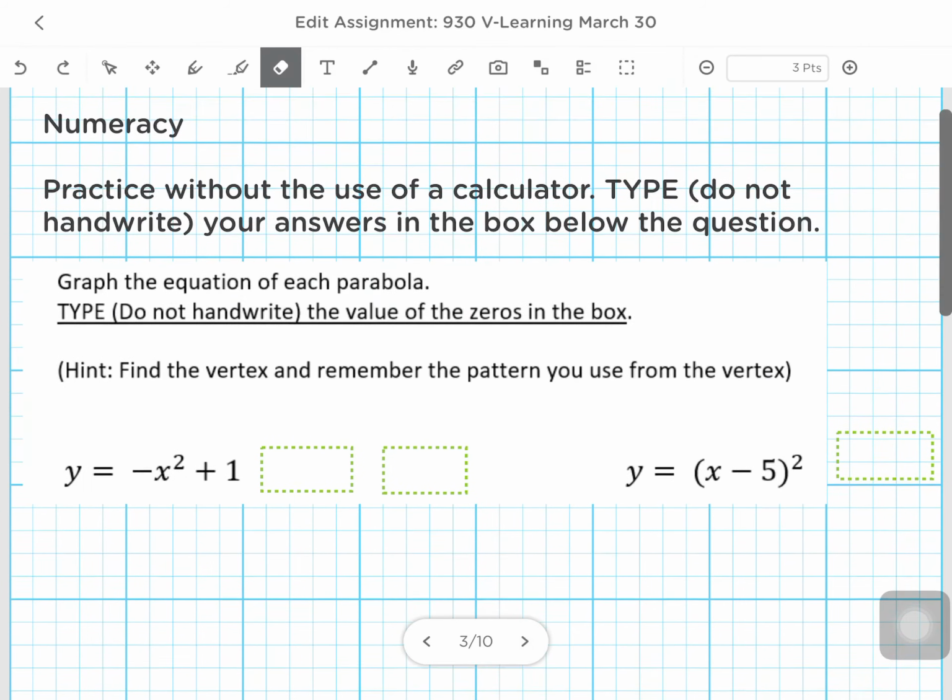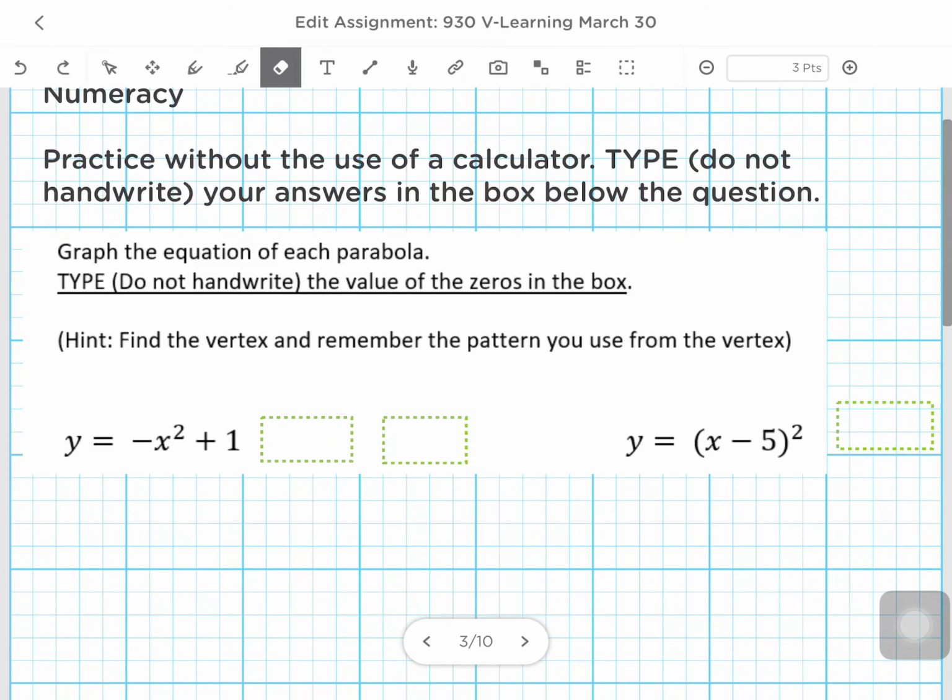So what I'm going to ask you to do is start with this numeracy, and we're going to do one of these together, and then I'm going to have you do the other one on your own. But I want you to try to remember how to graph a parabola, because this is going to lead us into a connection that we'll be making over the next day or so.